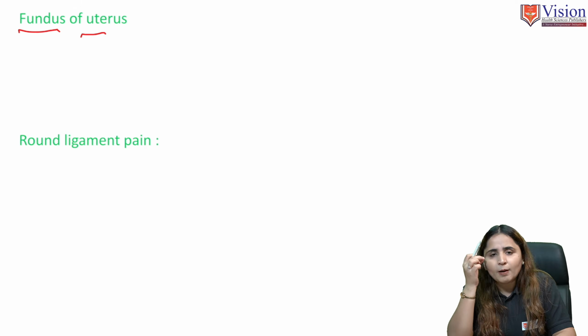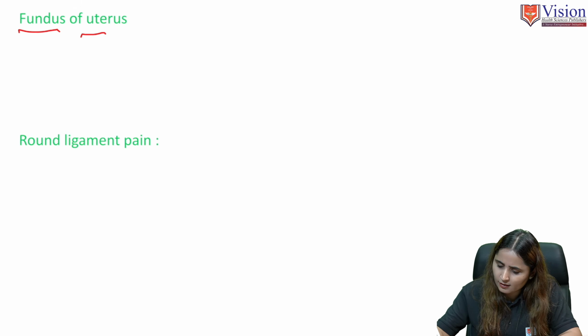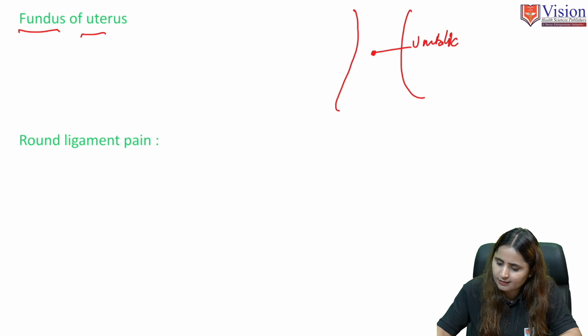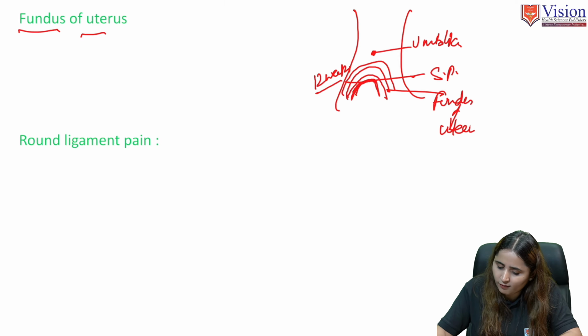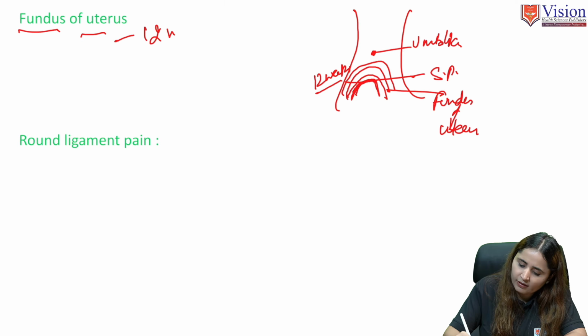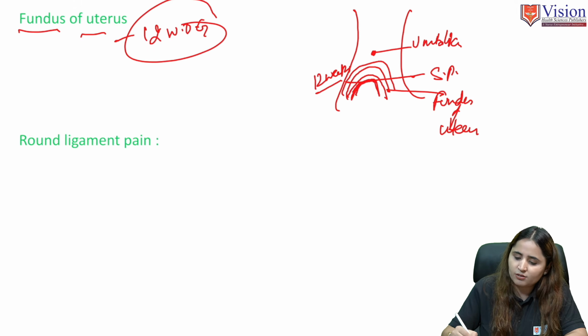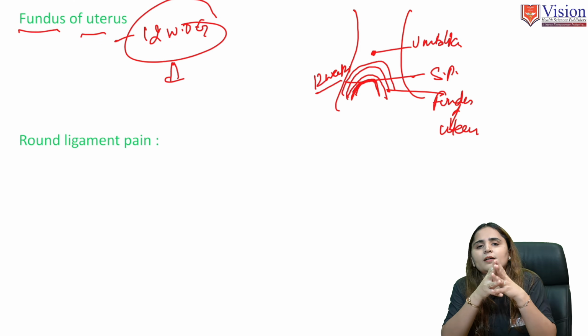Now moving ahead to the fundus of the uterus. This is our umbilicus and this is the symphysis pubis. At 12 weeks of gestation, the fundus reaches the symphysis pubis. Then slowly it will move upward. This is the fundus of the uterus. So always remember, at 12 weeks of gestation, the fundus of the uterus becomes an abdominal organ.